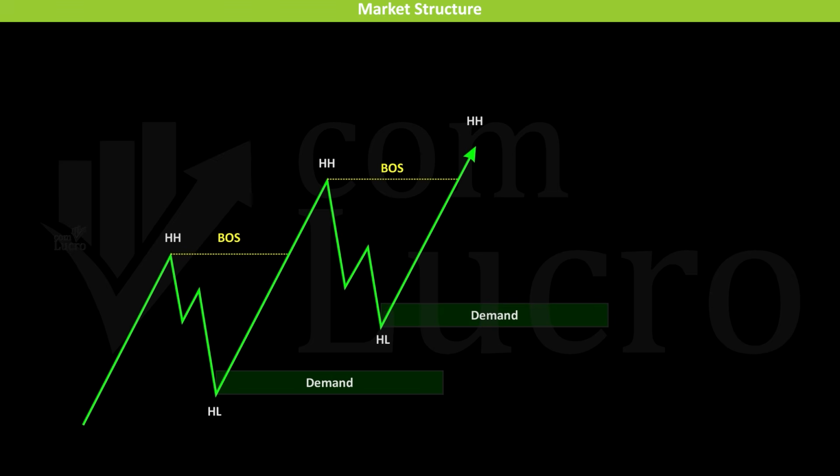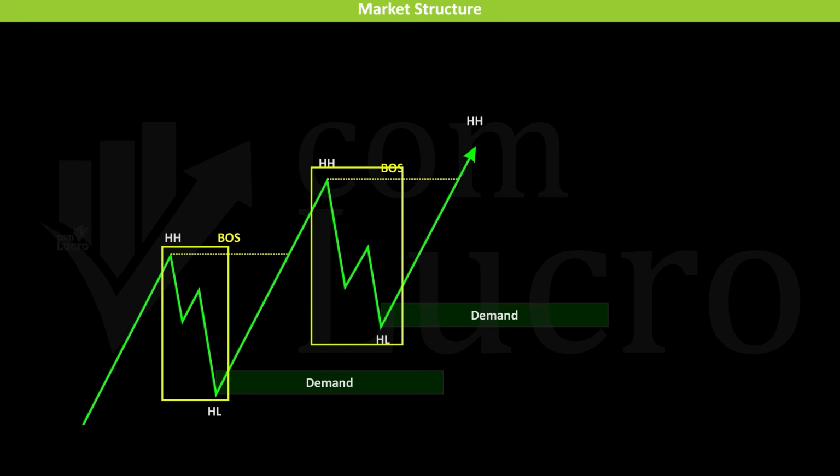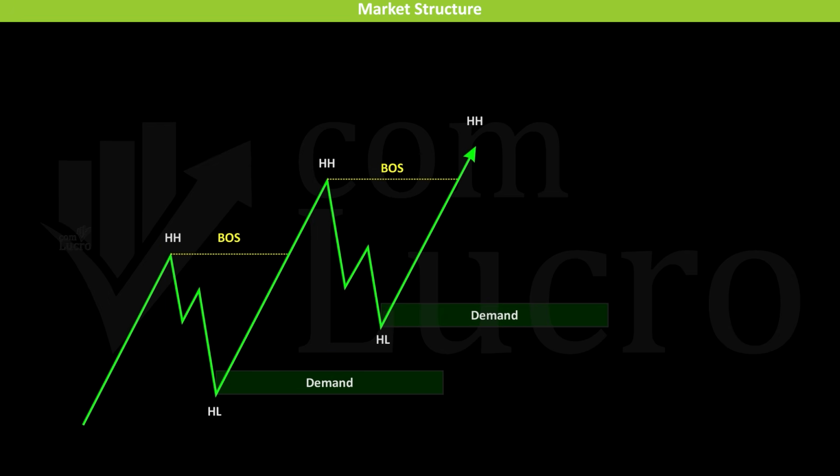Inside this type of trend, what we call a pullback is simply a retracement of price before continuation. On the ComLucro channel, pullback and retracement mean the same thing. Every time a structural level is broken, a fresh demand zone is formed, and that zone often becomes the reference area where the pullback reacts.